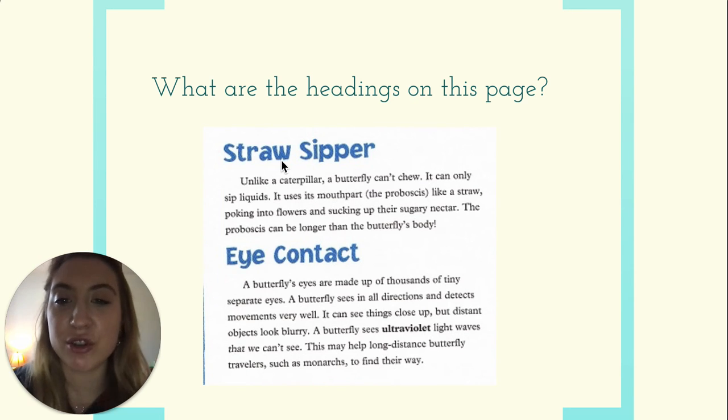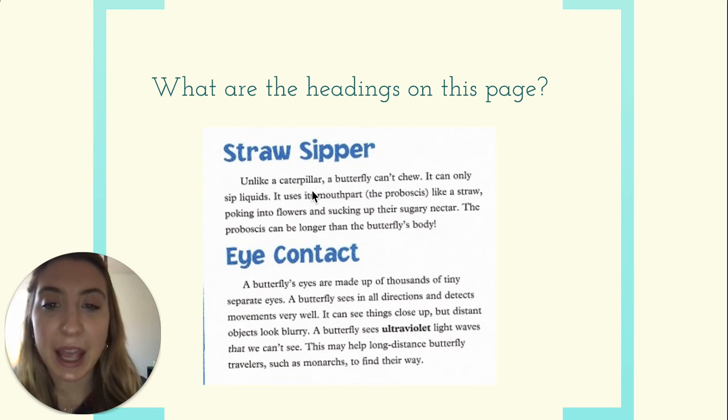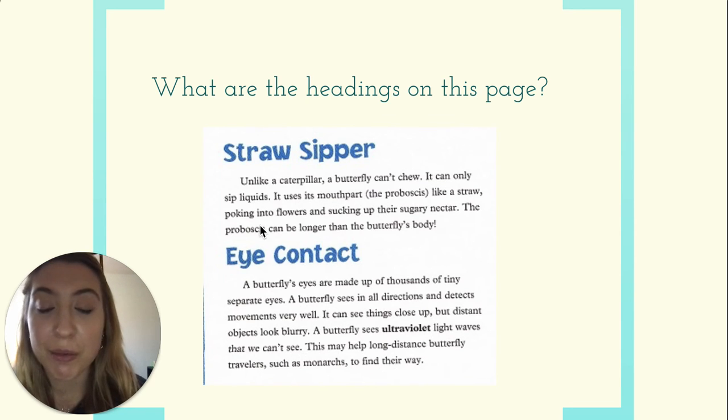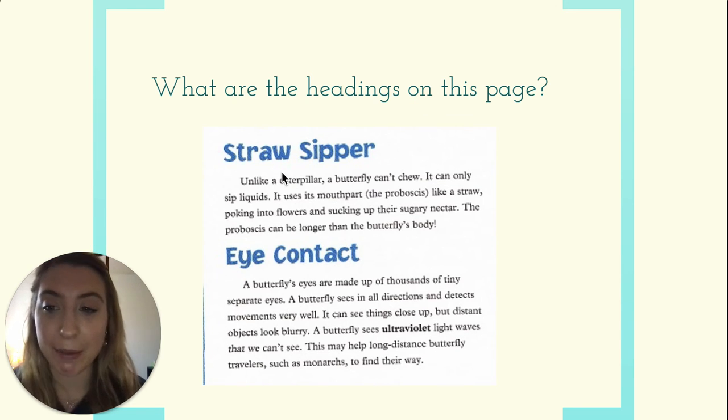So if I were to read straw sipper: unlike a caterpillar, a butterfly can't chew. It can only sip liquids. It uses its mouth part like a straw, poking into flowers and sucking up their sugary nectar. The proboscis can be longer than the butterfly's body. So straw sipper is talking about butterflies. That's where the heading is from, and how they don't chew. They can only suck, like they're using a straw.